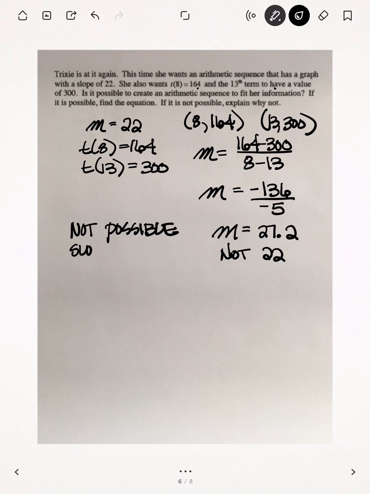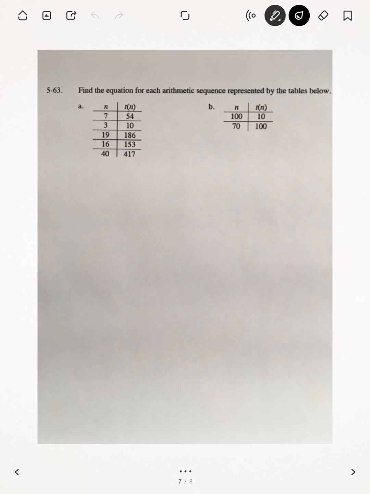The slope could not be 22. Okay? All right, that one was pretty easy. Let's go on to the next one.